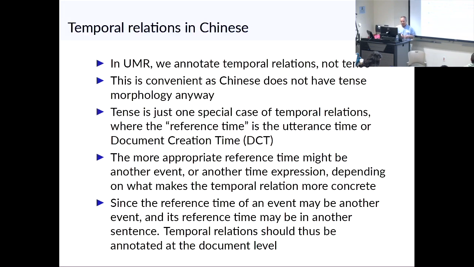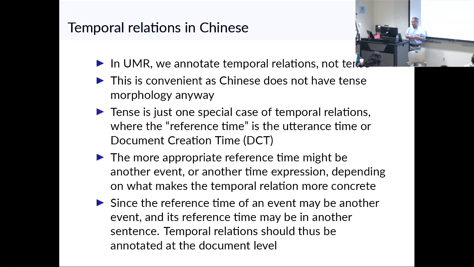So in UMR, I guess that's the one departure from previous work on meaning representations. Typically, DRS generally annotate text: the utterance time, and so before, after, and they stop with that. In UMR, we try to generalize that and say every time you're going to identify a reference time, and that reference time can be an event. It could be something else.